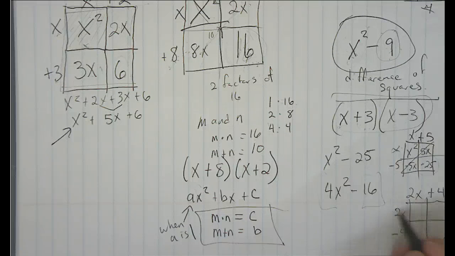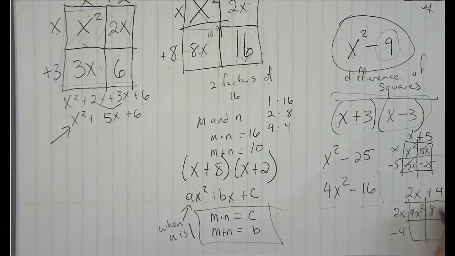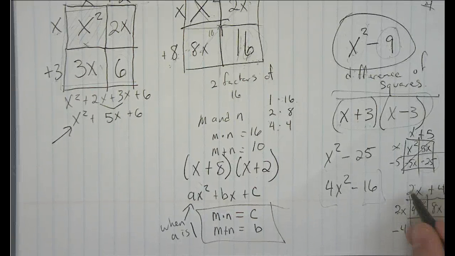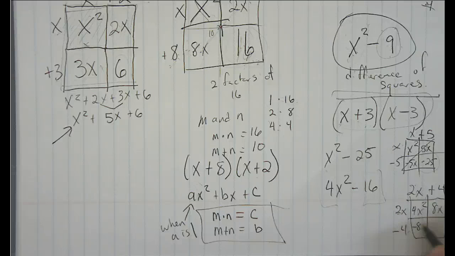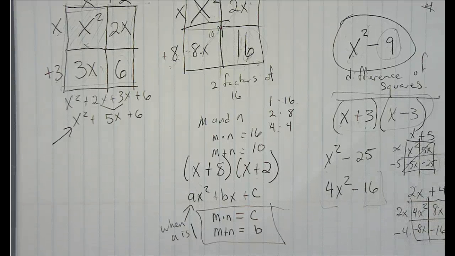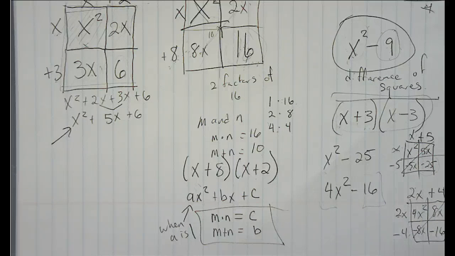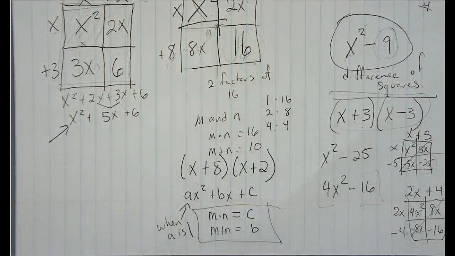The reason that works is 2 times 2 is 4, x times x is x squared. 4 times 2x is 8x. Negative 4 times 2x is negative 8x. And negative 4 times 4 is negative 16. So when these cancel, I'll end up with 4x squared minus 16. Okay? So this is how you can create equivalent expressions using factoring.